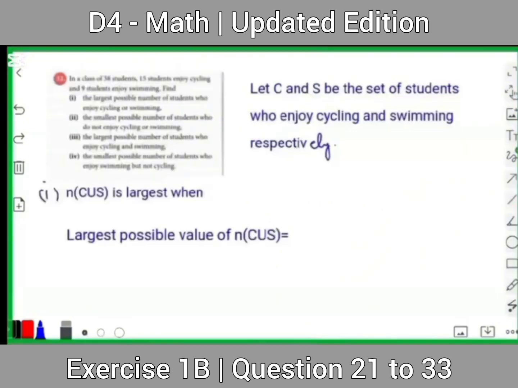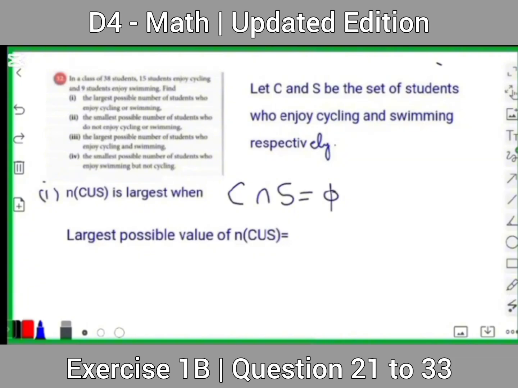In a class of 38 students, 15 students enjoy cycling and 9 students enjoy swimming. Find, in part 1, the largest possible number of students who enjoy cycling or swimming. Let C and S be the sets of students who enjoy cycling and swimming respectively. For the first part, n of C union S is largest when C intersection S is empty. This means C and S are disjoint. There is nothing in common between the sets C and S.